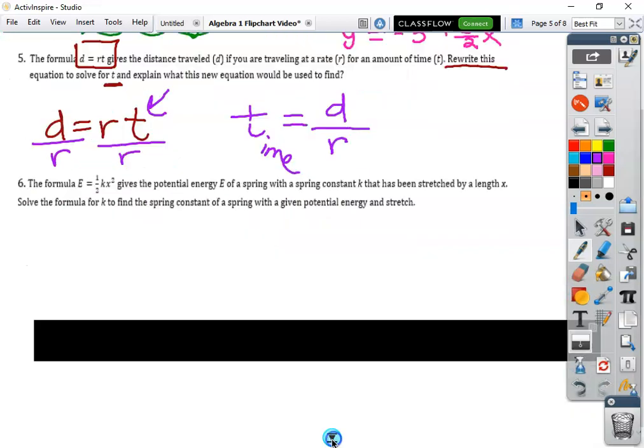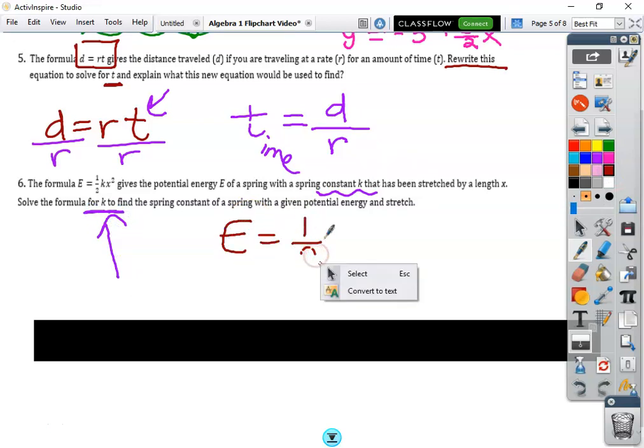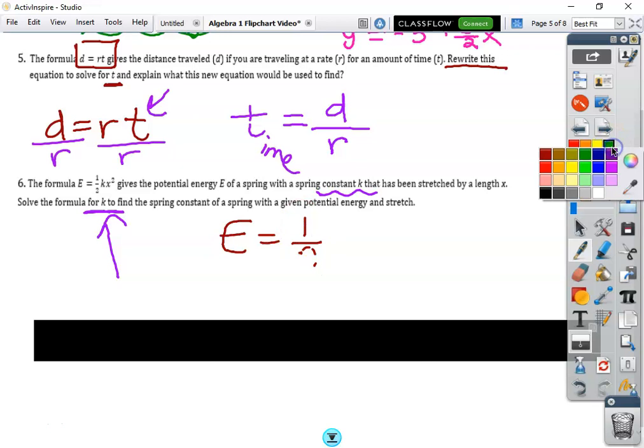All right, now I'd like you to try this next one. A little bit more complicated. This is about potential energy E of a spring with the spring constant of k. Constant just, again, means a number of some sort that's been stretched by a length of x. Solve the equation for k. Again, what is our focus? We are trying to get k by itself. So let's think about how would we go about this? What would we do first?